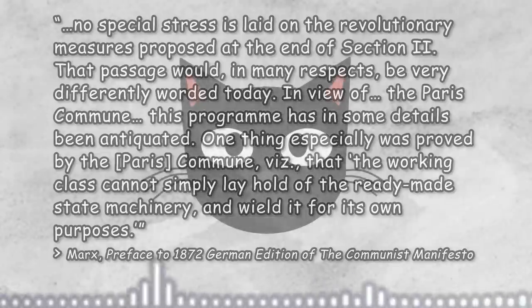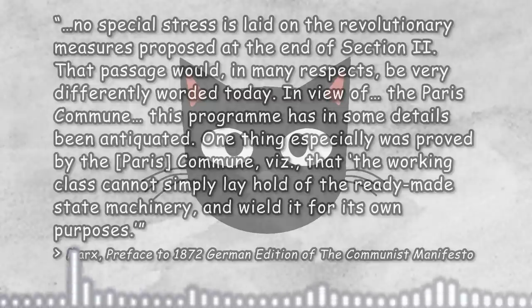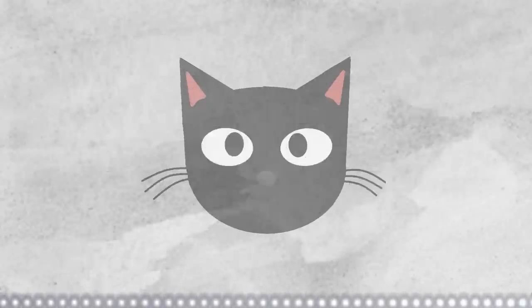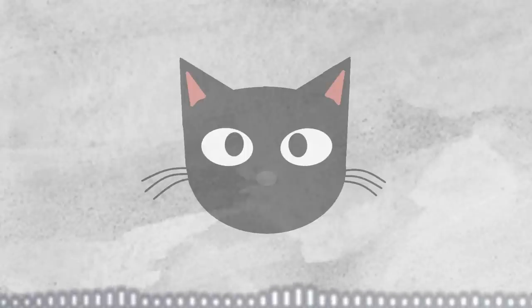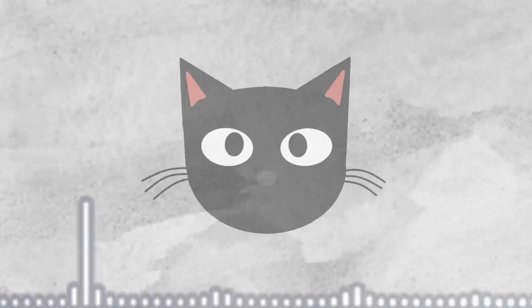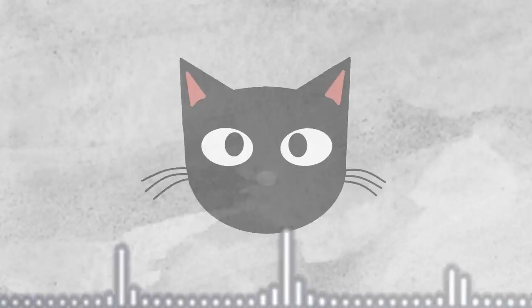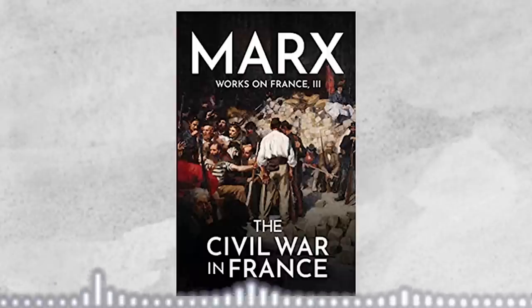In other words, although Marx still believed a revolution will need something which in his view is a state, he believed it must be something radically different, something like what was created in the Paris Commune. Marx saw the Paris Commune as an inspirational example of a revolutionary workers' state, and he wrote glowingly about it in his book, The Civil War in France. And open wide, because here's a little taste of what he said.